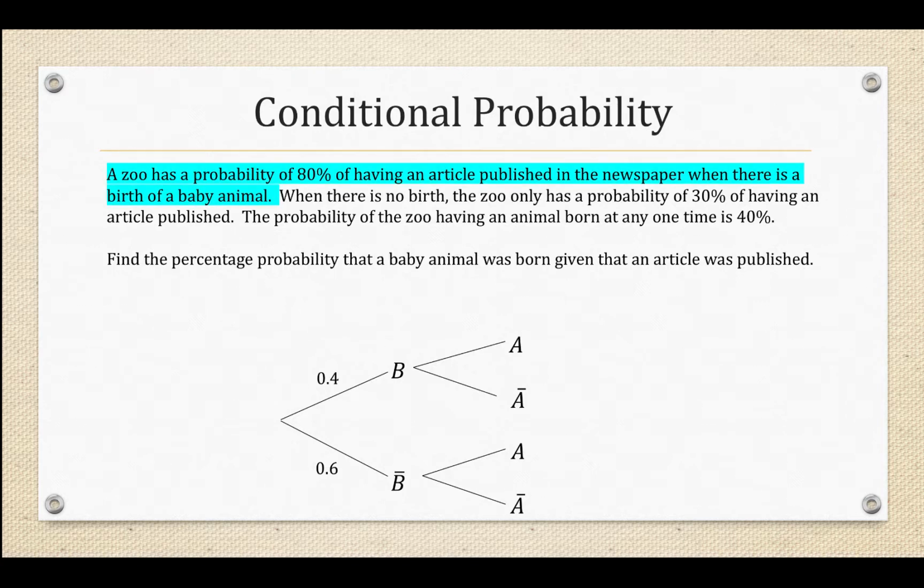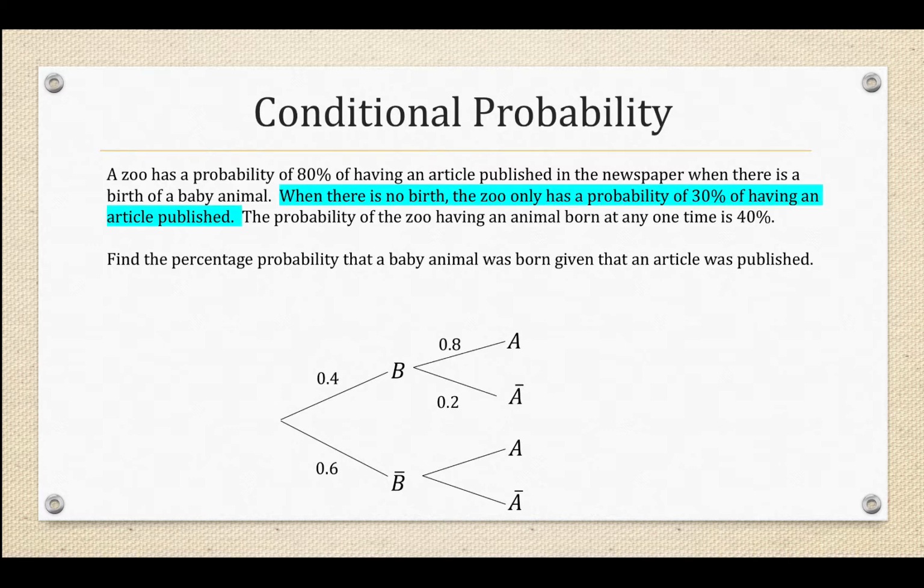A zoo has a probability of 80% of having an article published in the newspaper when there is the birth of a baby animal. So this gives us a value of 0.8. And as you can see, we're looking at the branch where a baby animal was born because that meets our condition. Now the probability of there being no article published, even when a baby animal is born, we find the complement, which gives us 0.2.